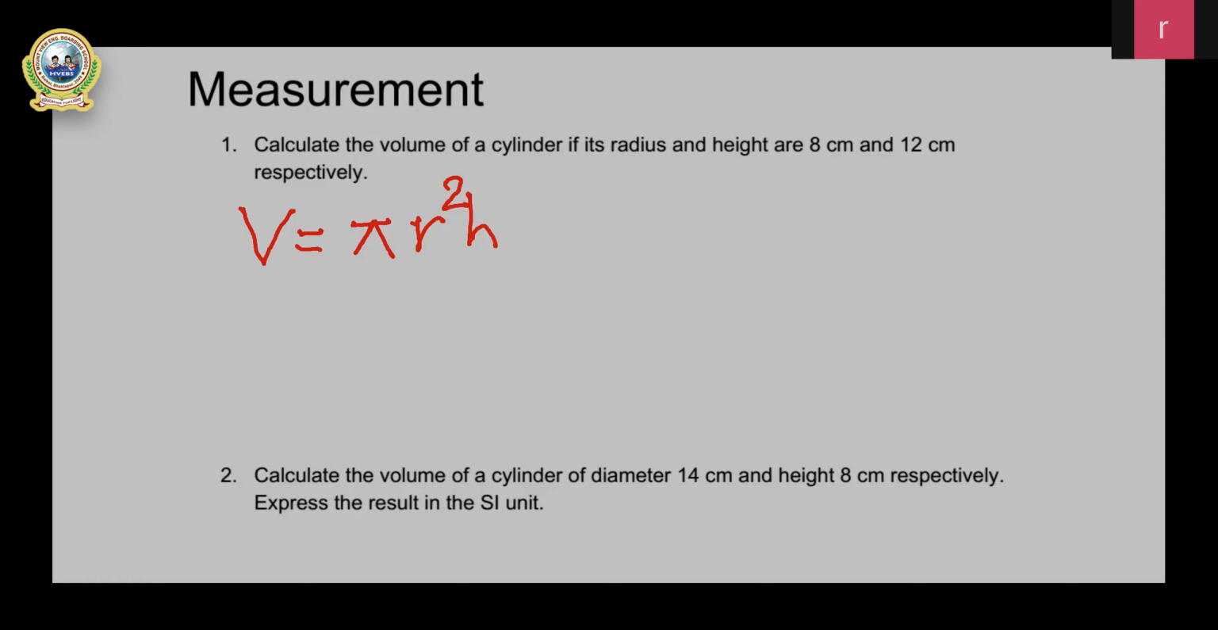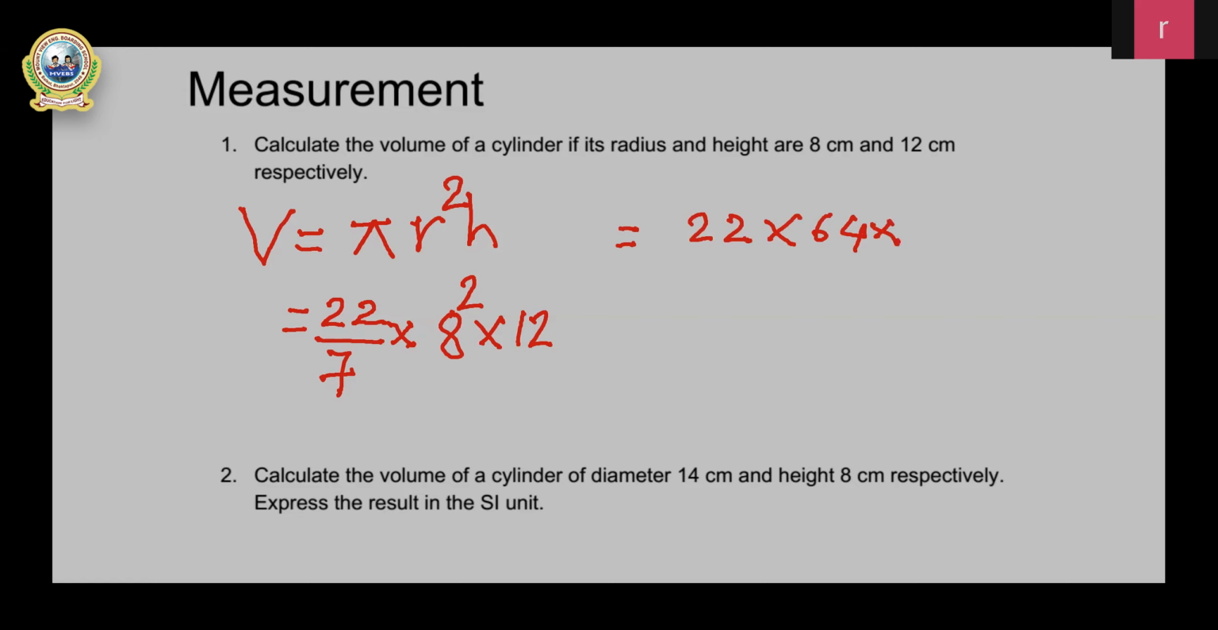Once you know the formula, substitute the values. Pi, all of you know, is 22 upon 7, into the radius 8 centimeter, and since it is square, 8 square, into the height 12. Using the calculator or by solving this, finally you will get the answer. 22 upon 7, 8 square is 64, into 12, and the final answer is 2413.71. Since this is volume and the units are given in centimeter, you write centimeter cube.